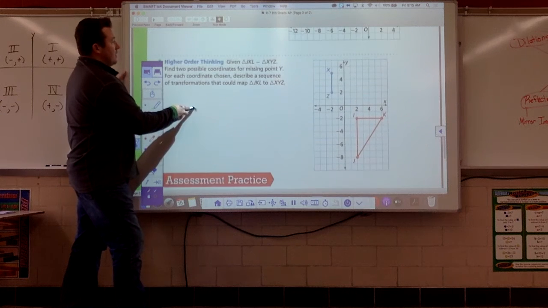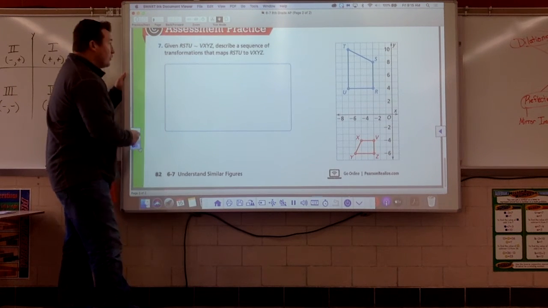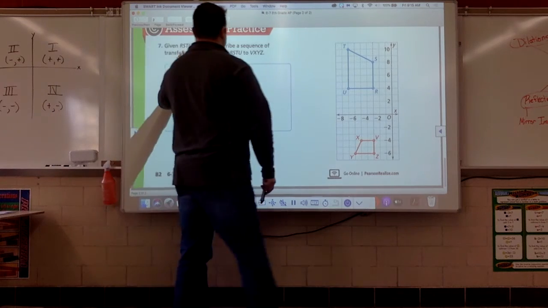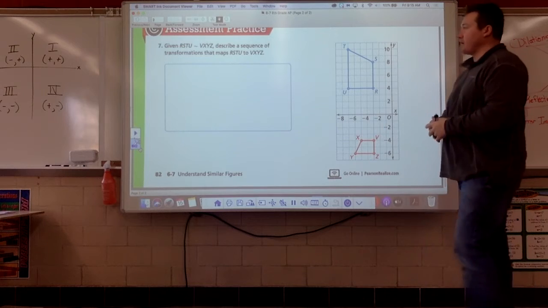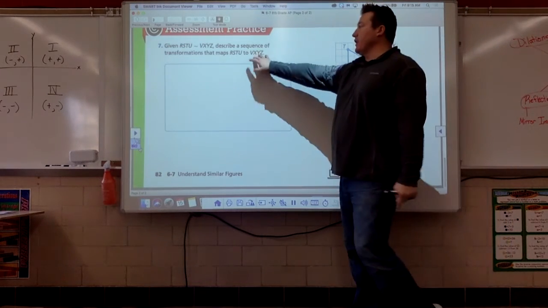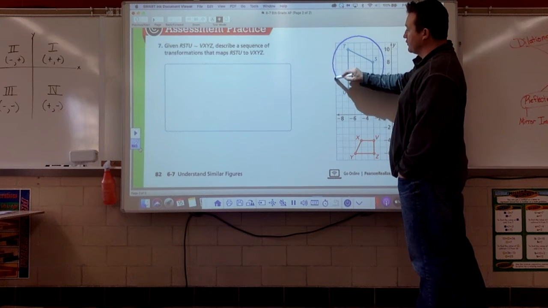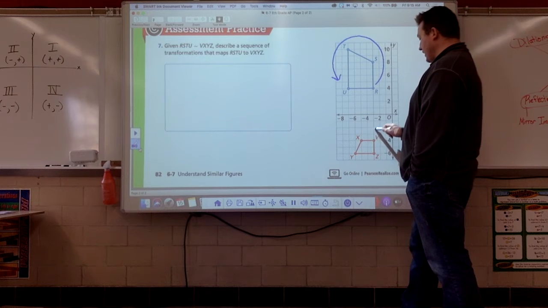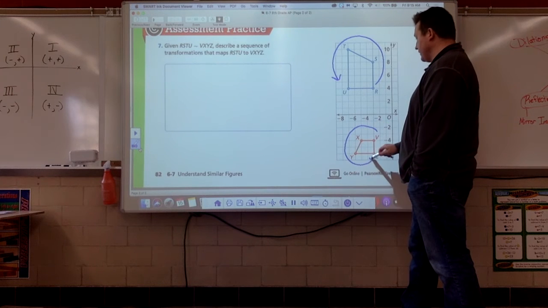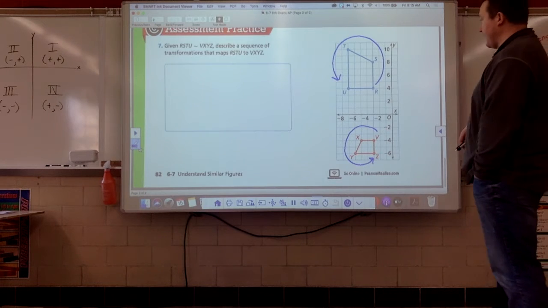Okay. Question 6, thanks, but no thanks. And moving on here to question 7. One more time, the common theme, are these two quadrilaterals similar? So given RSTU is similar to VXYZ, okay? Describe a sequence that maps them together.